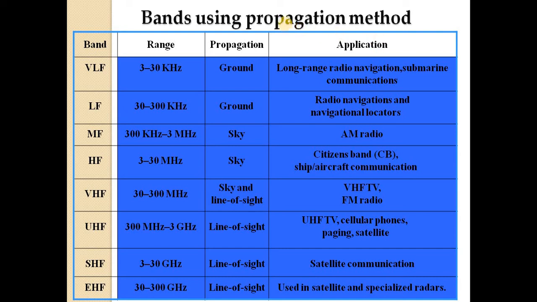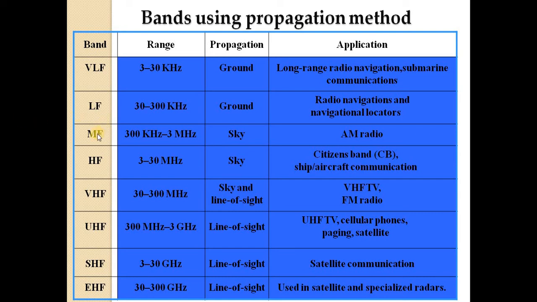Next point is LF. LF means low frequency. It ranges from 30 kilohertz to 300 kilohertz. These LF waves also propagate as surface waves, meaning it is ground wave propagation, and attenuation is higher during the daytime. And these waves are used for long range radio navigation and navigation locators.